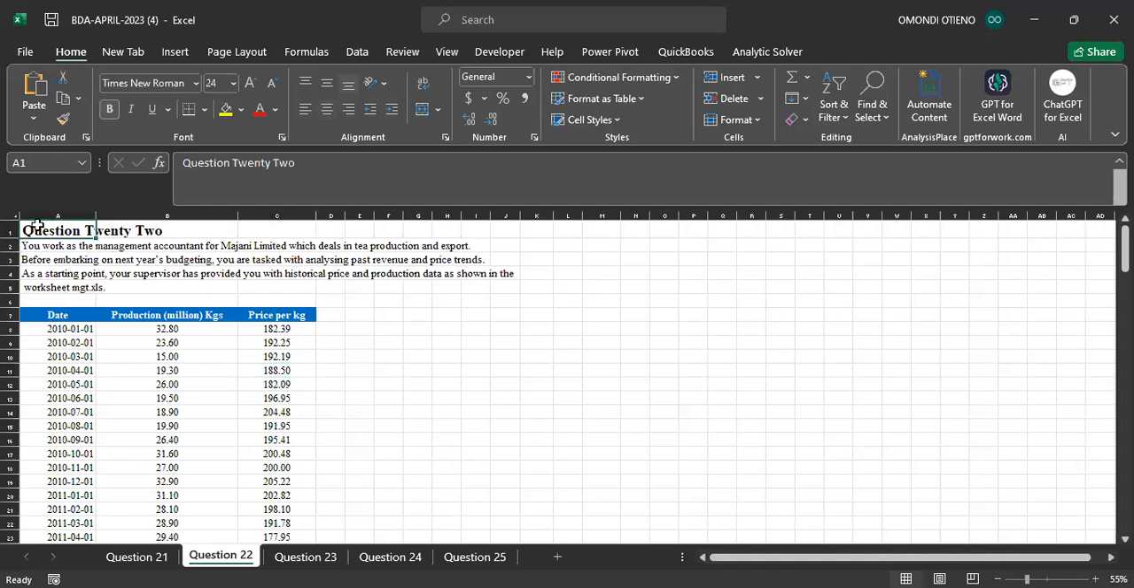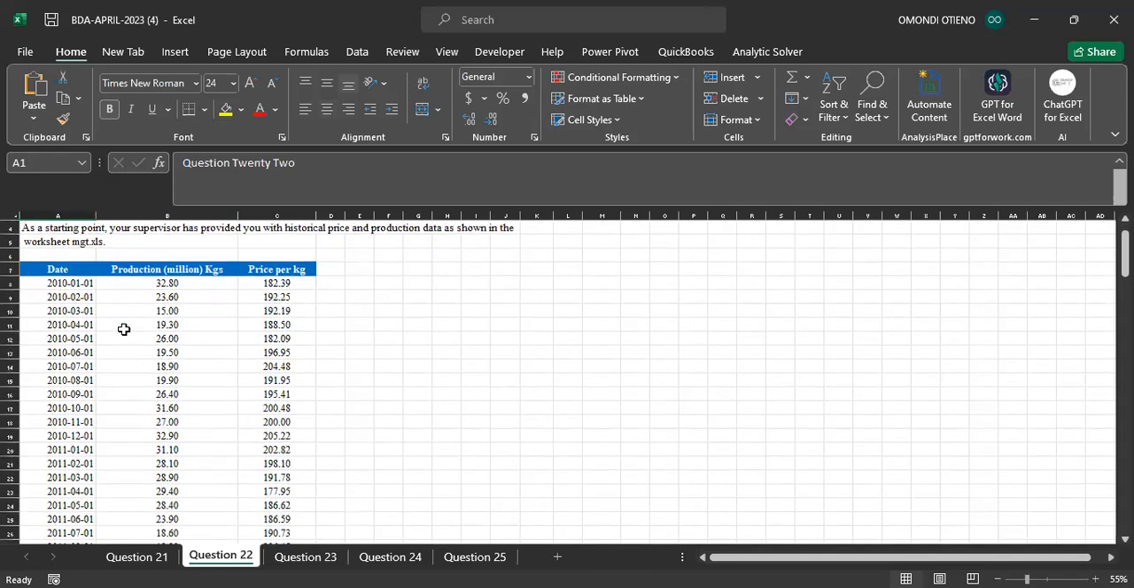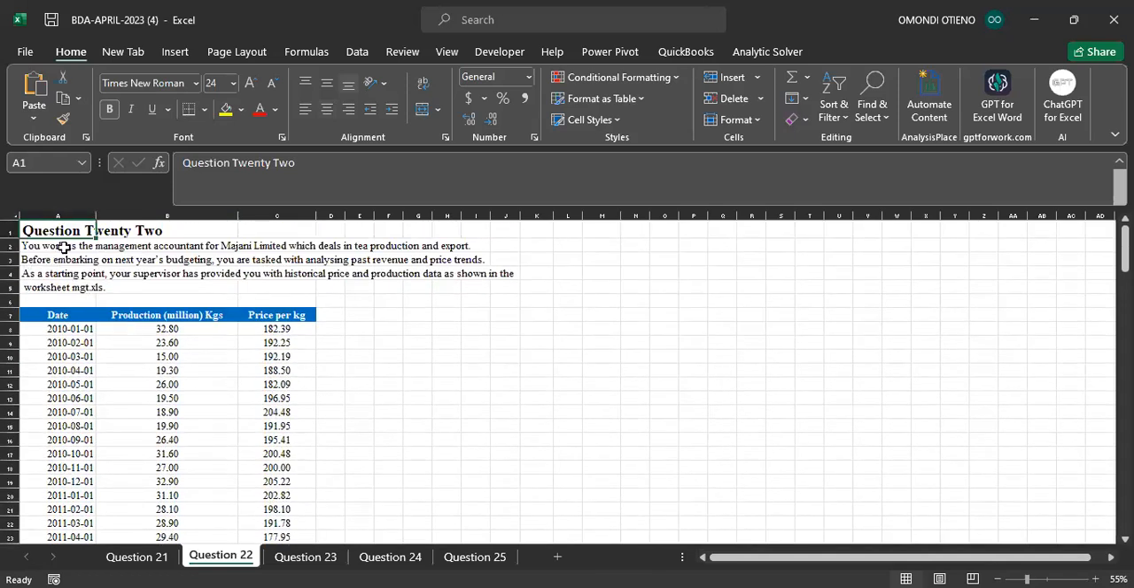on. So if you look at these three papers, that is April 2023, they are testing the regression concept. Having looked at this, you work as the management accountant for Majani Limited, which deals in tea production and export. Before embarking on next year's budgeting, you are tasked with analyzing past revenue and price trends. As a starting point, your supervisor has provided you with historical price and production data as shown in the worksheet.